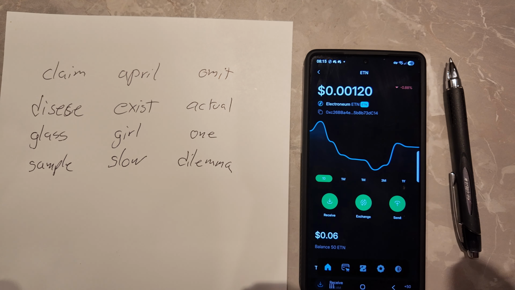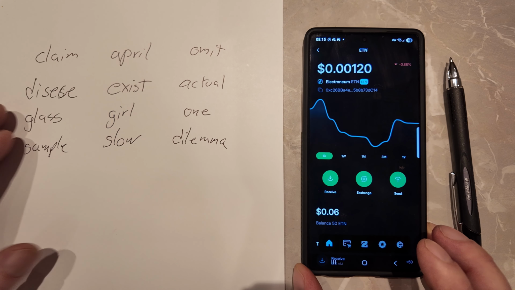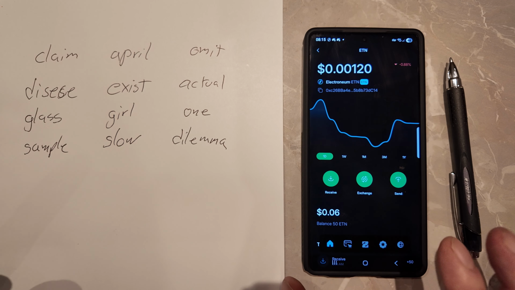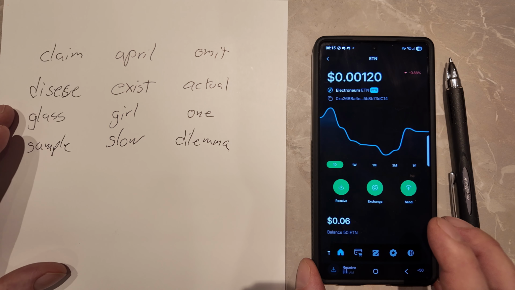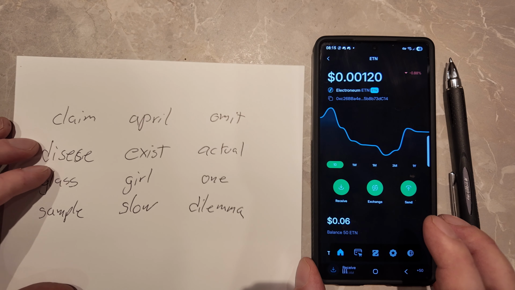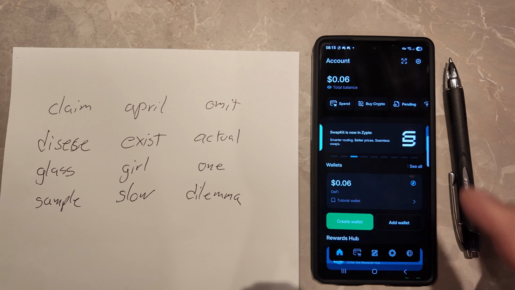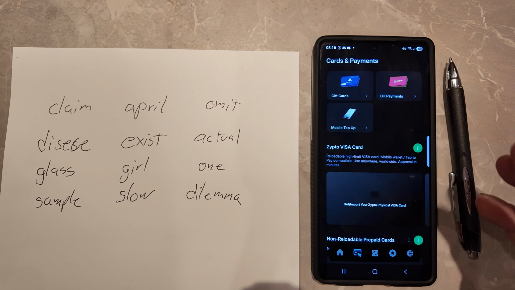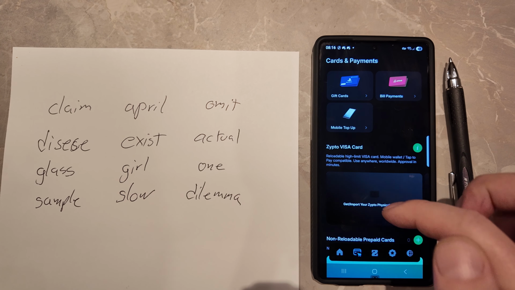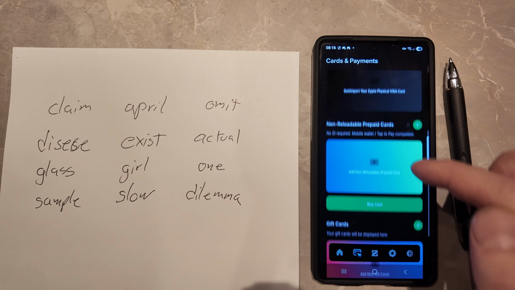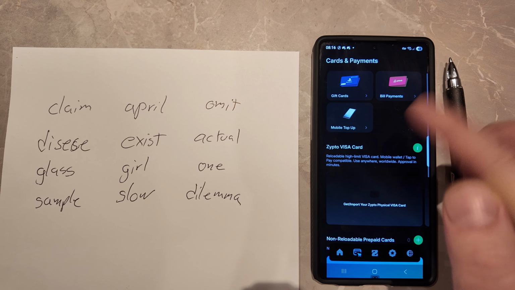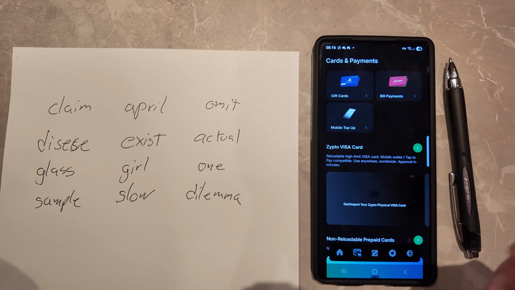I must say this Zypto app is amazing. It's really easy to use, and it's a lovely app to use in every aspect. Not only this, there's a ton of features in here. You can apply for digital Visa cards. You can pay. And you can also apply for a physical one.